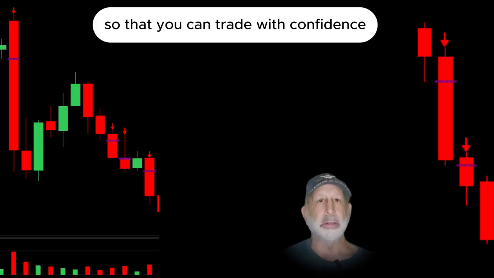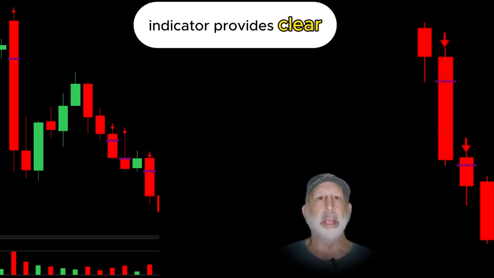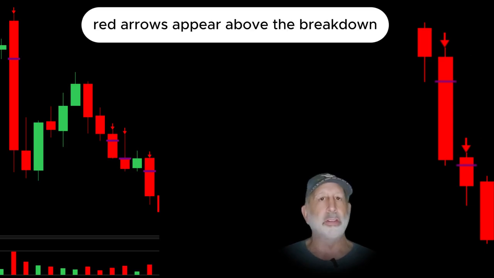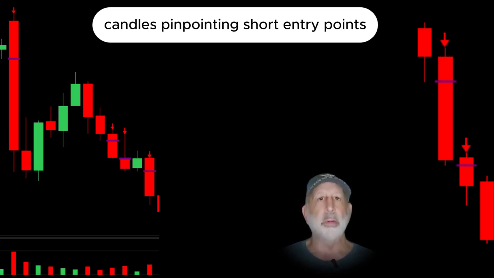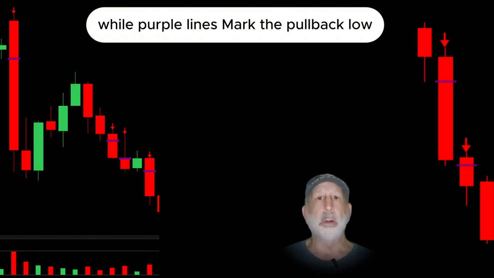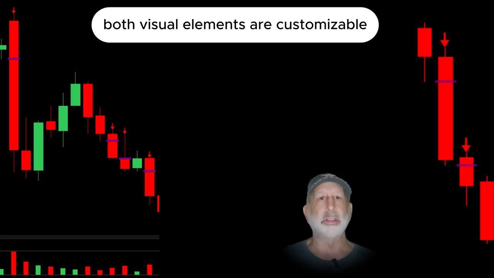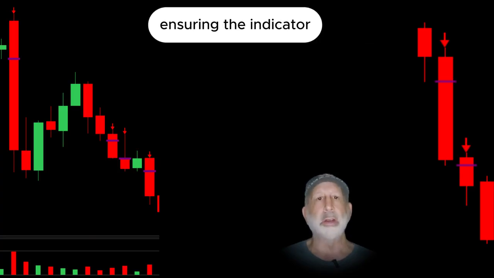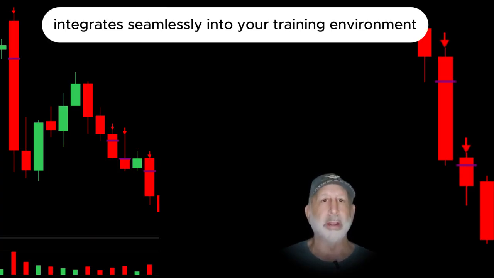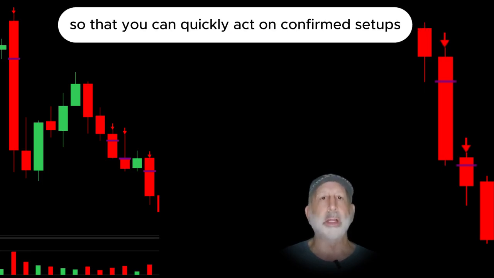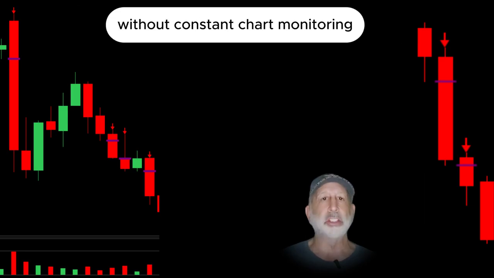For added clarity, the Sell the Rip indicator provides clear visual cues for trading opportunities. Red arrows appear above the breakdown candles, pinpointing short entry points, while purple lines mark the pullback low for precise reference. Both visual elements are customizable, ensuring the indicator integrates seamlessly into your trading environment. Real-time notifications keep you ahead of the market so that you can quickly act on confirmed setups without constant chart monitoring.